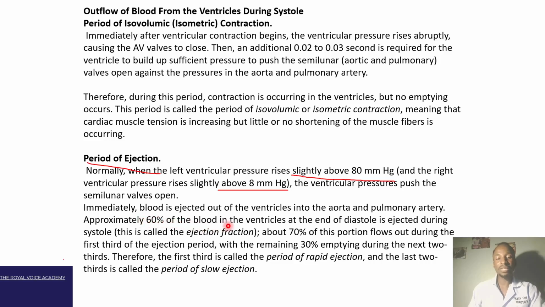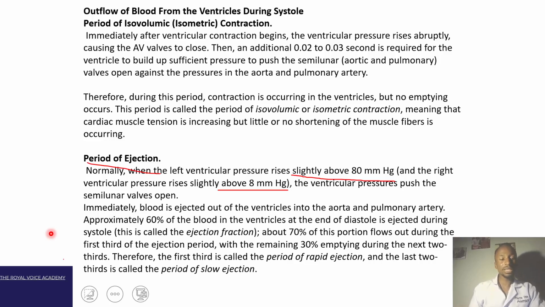Approximately 60% of the blood in the ventricles at the end of diastole is ejected during systole. This is called the ejection fraction. So ejection fraction is that amount of blood that is pumped out of your heart at the end of ventricular systole, and it is 60%. Then about 70% of this portion flows out during the first third of the ejection period, with the remaining 30% emptying during the next two-thirds.